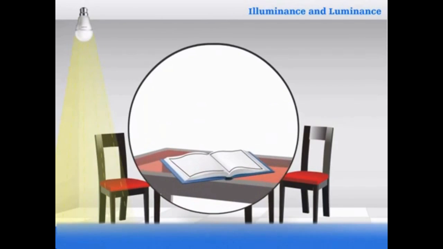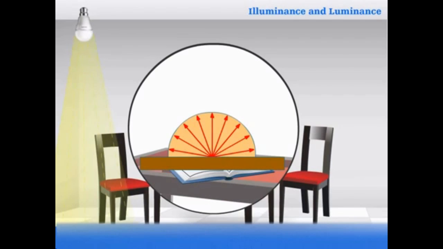For perfectly diffusing surfaces, a relationship exists between the illuminance on the surface, reflectance, and the luminance of the surface. Reflectance refers to the fraction of incident light that is reflected from a surface.